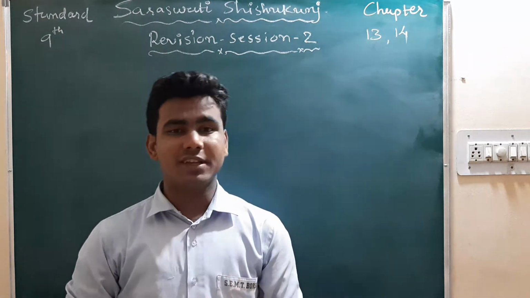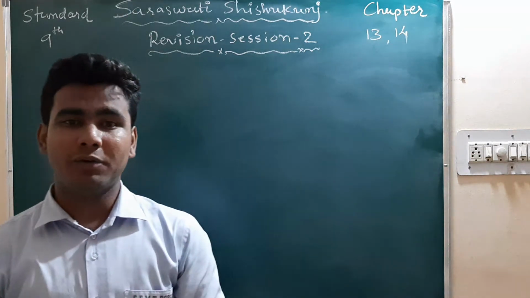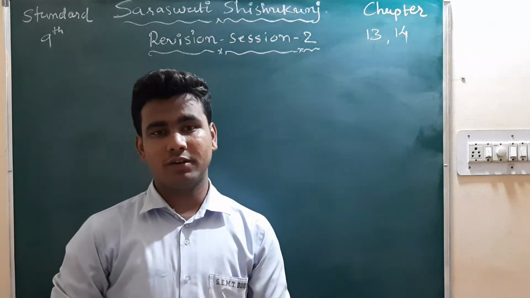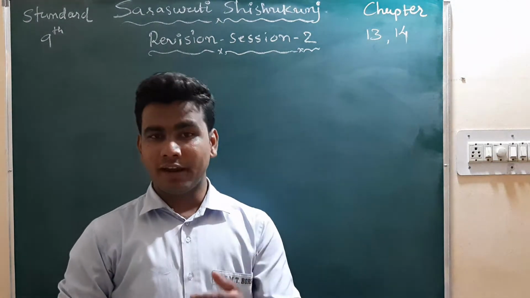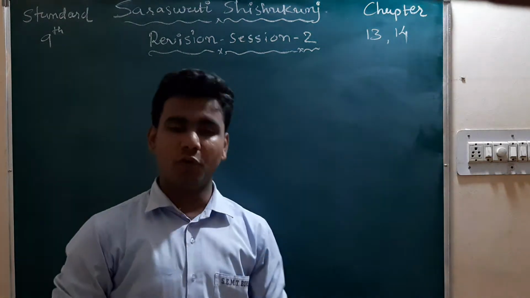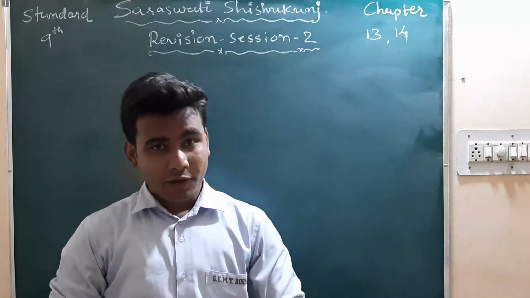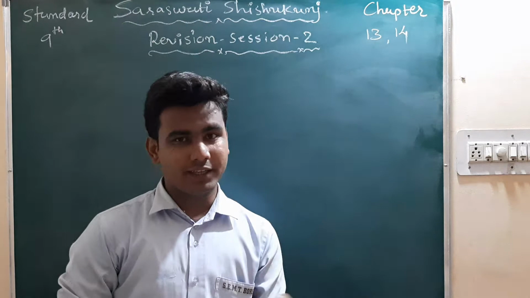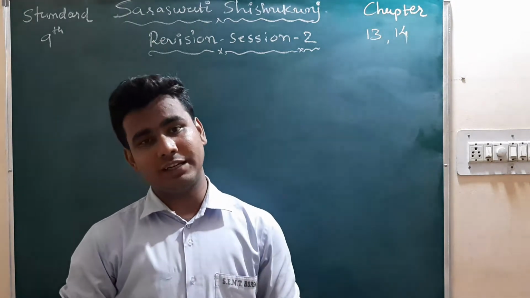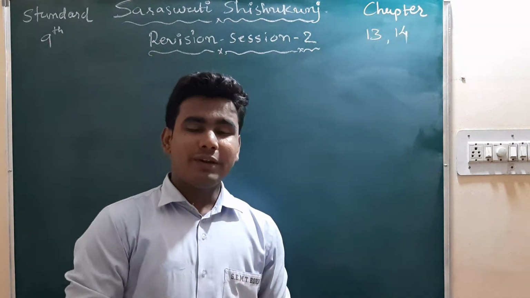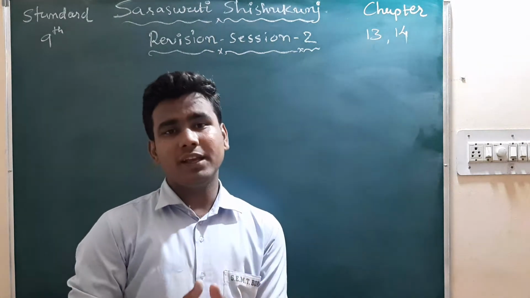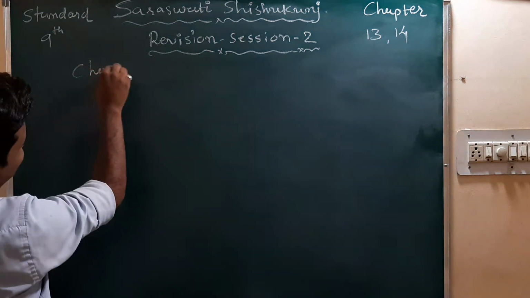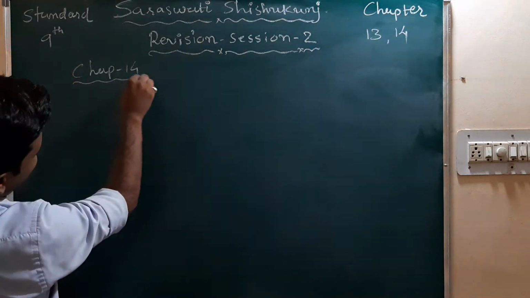In our first revision session, we also discussed LABH, lithosphere, atmosphere, biosphere and hydrosphere of chapter number 14, that is our natural resources. We have also understood that biotic components means the living things and abiotic components are non-living things. Now let's discuss some of the remaining important points of chapter number 14, that is our natural resources.